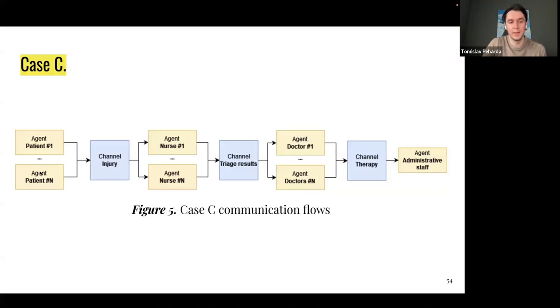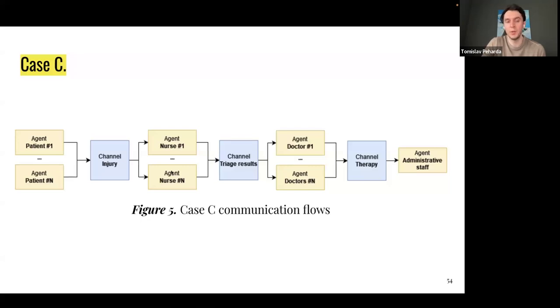So on the left side, we have multiple patients, multiple instances of a patient agent. They might come to a hospital. They have a problem, so they would send a message to channel injury. Subscribers to that channel would be nurses. Whenever they receive a message, the nurse agent analyzes that message, sees what's the information there, triages the situation, does the investigation, and generates some results on what the next steps are.